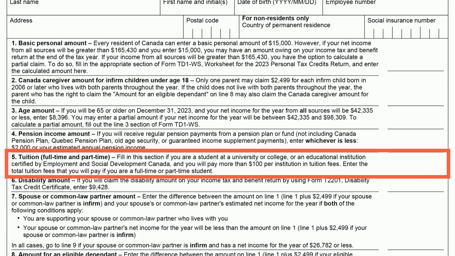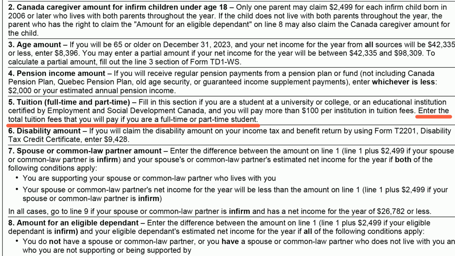Line 5 is for individuals who attend a post-secondary education program. Here you'll enter the amount of tuition you pay. This is going to reduce the amount of tax that your employer will deduct from your paychecks.